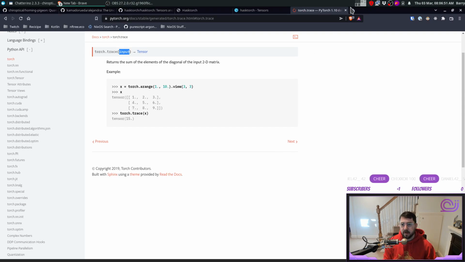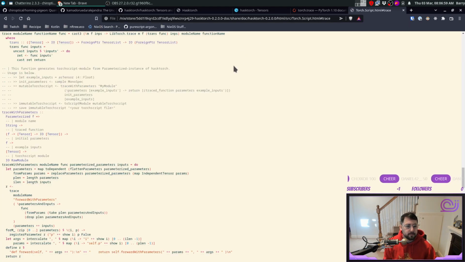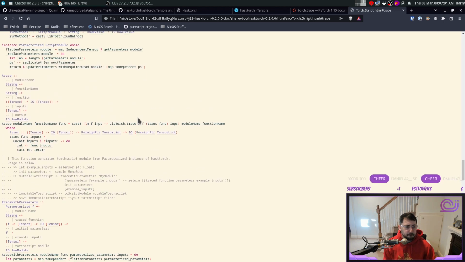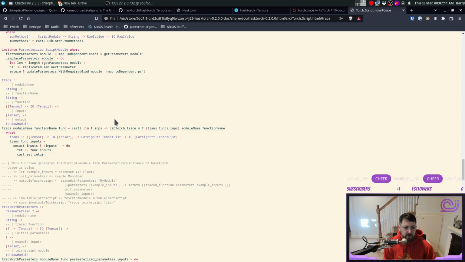Sorry, there's going to be times like this where I don't know what something is called because there's no way for me to know what it's called as far as I know. So this takes a module name, a function name. This does not seem like the thing we're supposed to be using, does it?